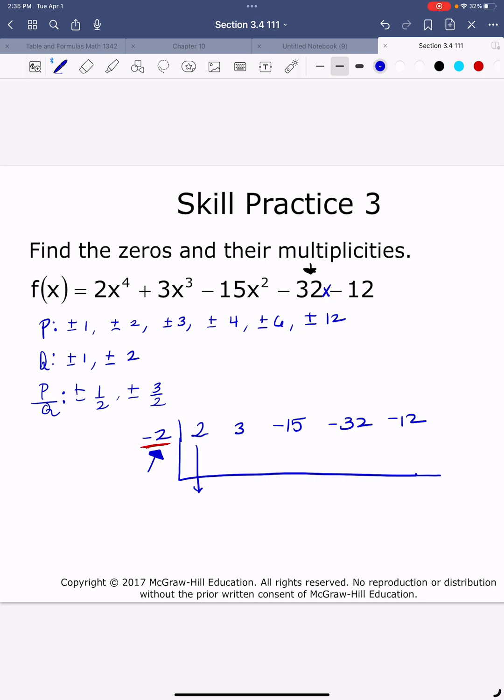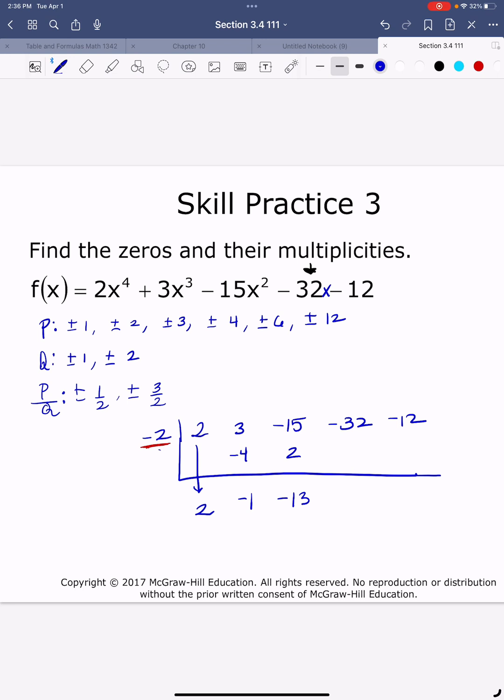But I'm going to go ahead and use one that I know works just to get the ball rolling and save some time. So I know -2 is going to work. And if I didn't, I'd be lucky if I tried it and it did. So I bring down the 2. And I get that I have a -2 times 2 is -4. 3 minus 4 is -1. -2 times -1 is a positive 2. This is going to give me a minus 13.